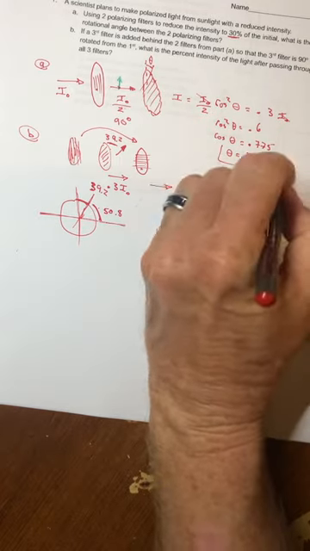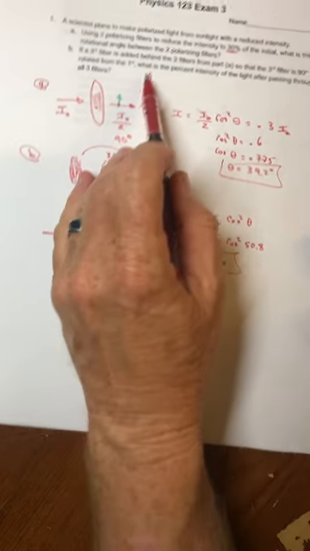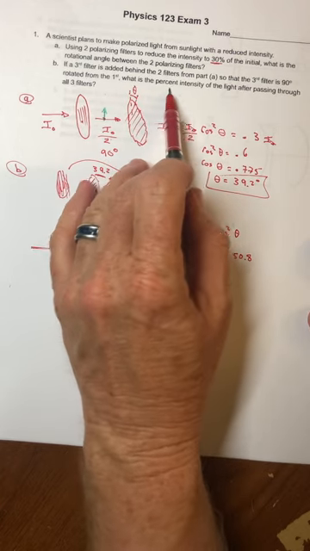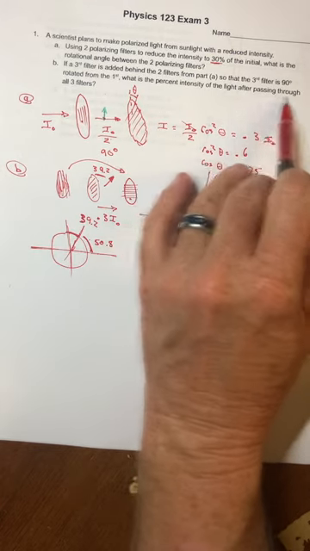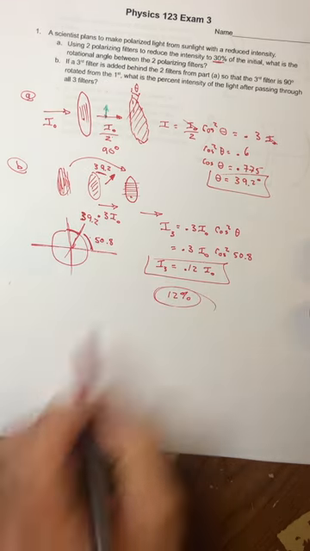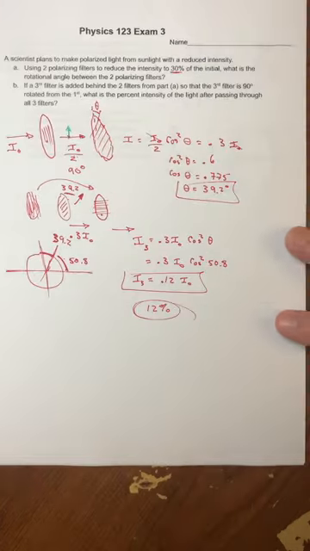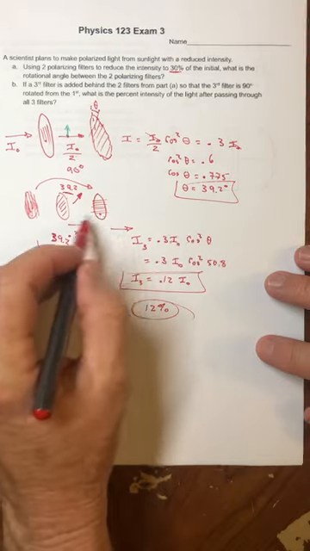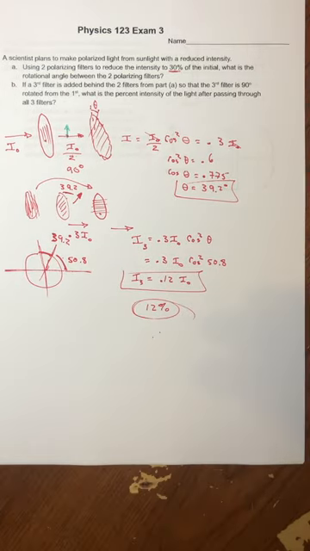All right. So I think those are our two answers. Part B here, right? What is the percent intensity of light after passing through the three of them? 12%. So after two of them, we're down to 30%. And now after three of them, with the last one 90 degrees from the first, we're at 12%.